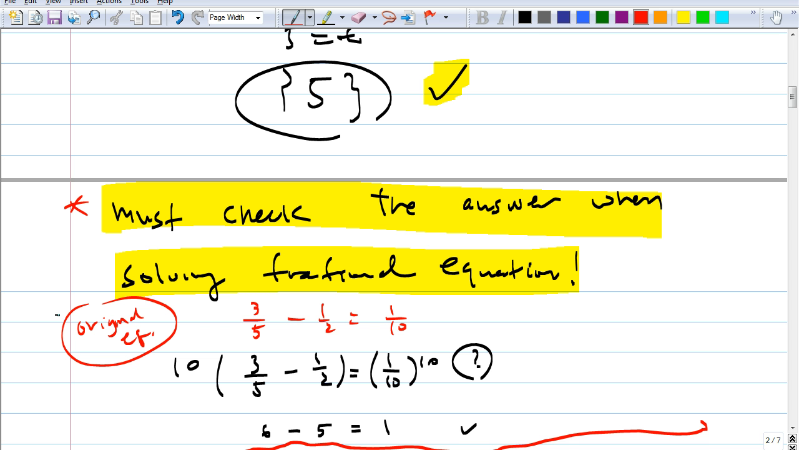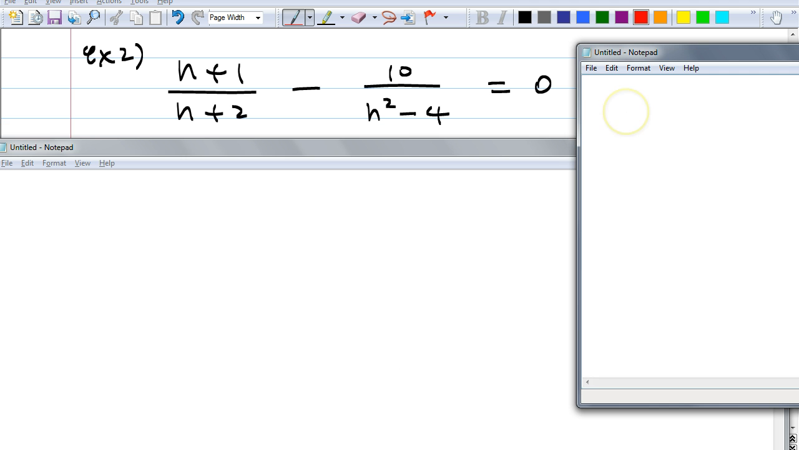Okay, so that's why you have to plug into your original equation, and this time it turns out to work. So 5 was your answer. All right, let's move on to the next one here. Take a look at example 2. It gets a little more interesting.